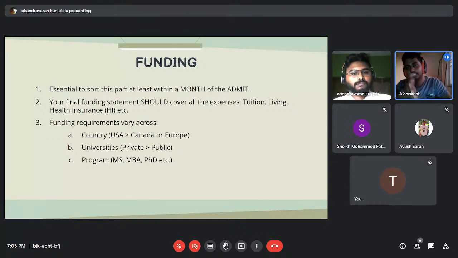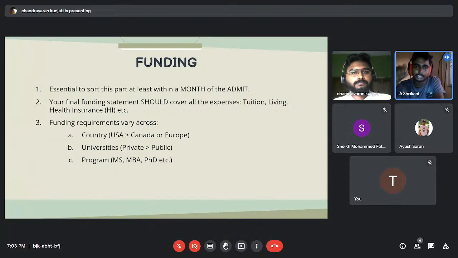or someone who hasn't received an RA yet, a TA or a PhD scholarship, etc., then you'll have to work on this financial statement part for at least a month. And your funding statement should cover these three things, like tuition, which is relevant to the university, which is different for each university.